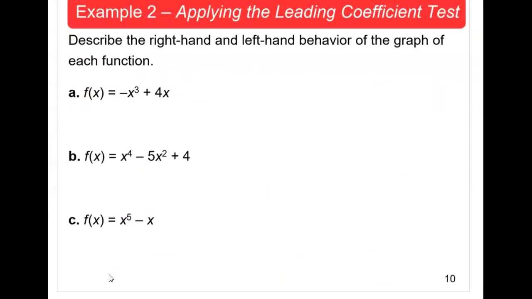Okay, so now with example 2, we're going to describe the right-hand and left-hand behavior of the graph of the function. Remember, we call this the end behavior.